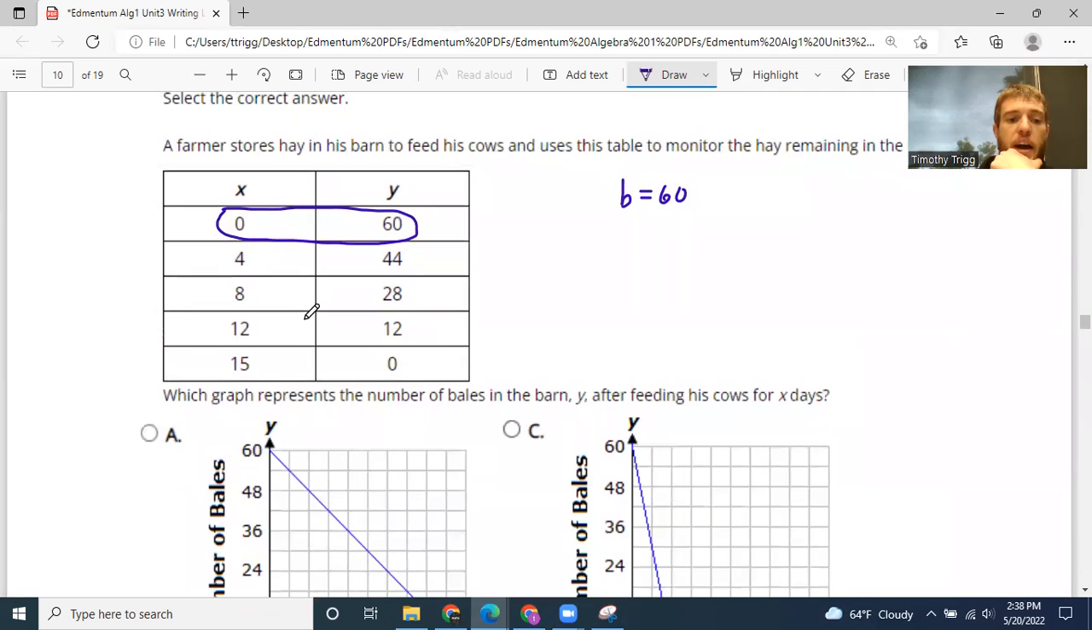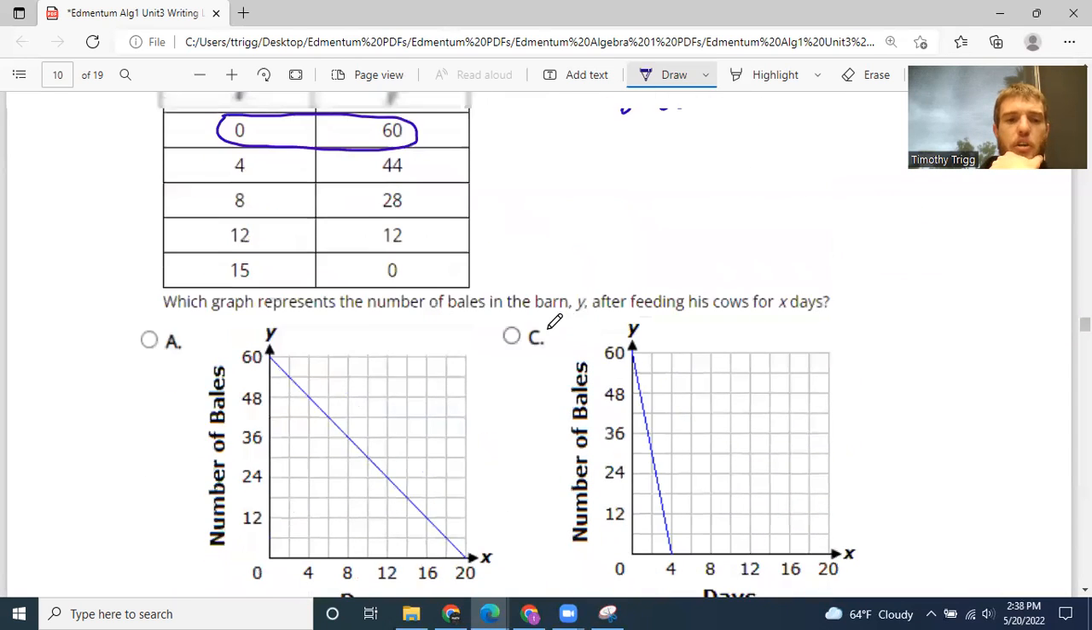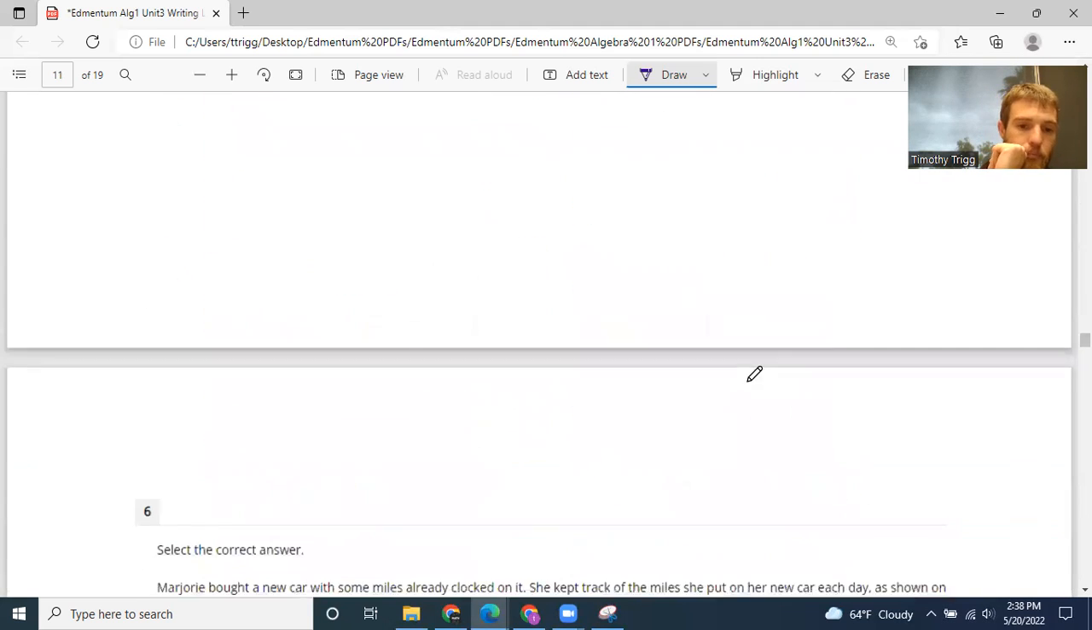Then what you would do is find the slope. So the slope, actually, you don't need to do that because right here it gives you the x-intercept. So one thing you could look for is this gives you the x-intercept as well. So that's where it crosses the x-axis. And this tells you where it crosses the y-axis. So figure out which graph shows these coordinate points.